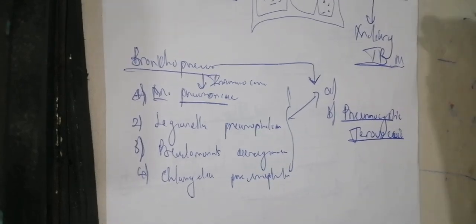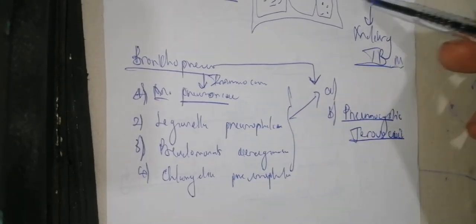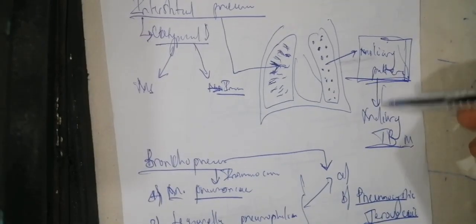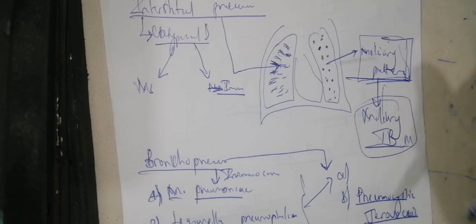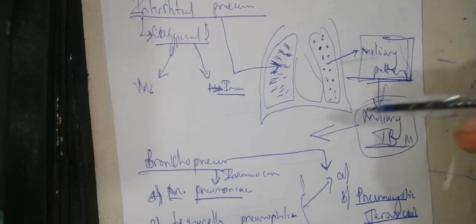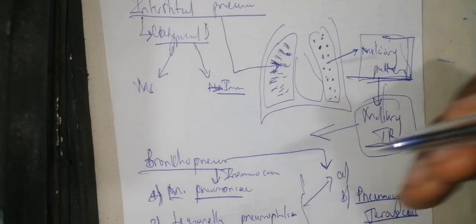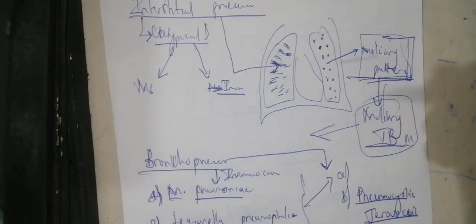And now the last one, another reticular opacity pattern that can also be considered interstitial pneumonia, is the miliary pattern, which occurs when you have miliary TB. The germ associated with the miliary TB pattern is Mycobacterium tuberculosis.